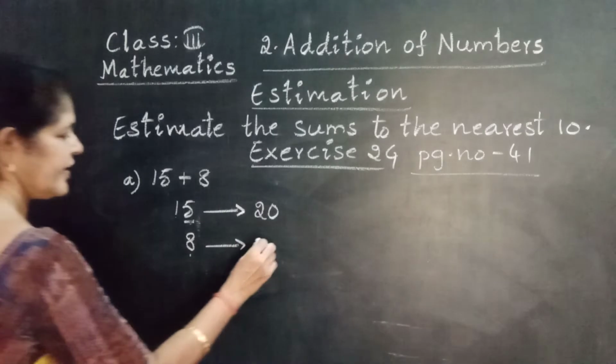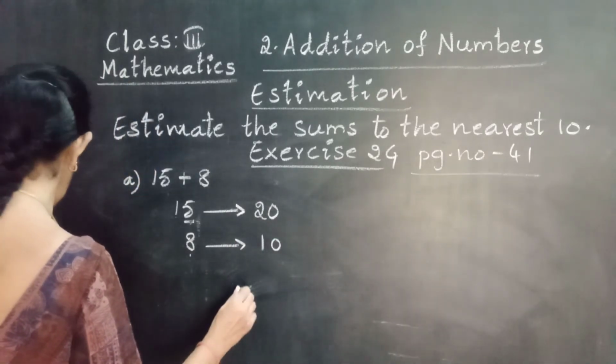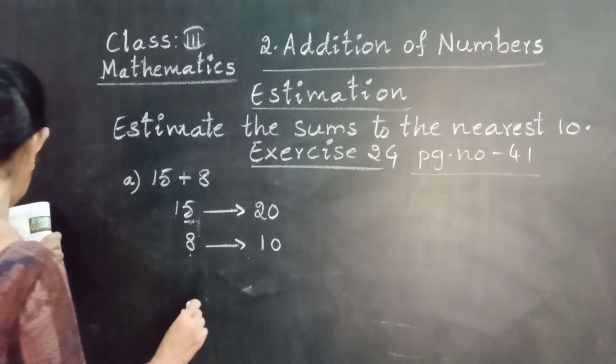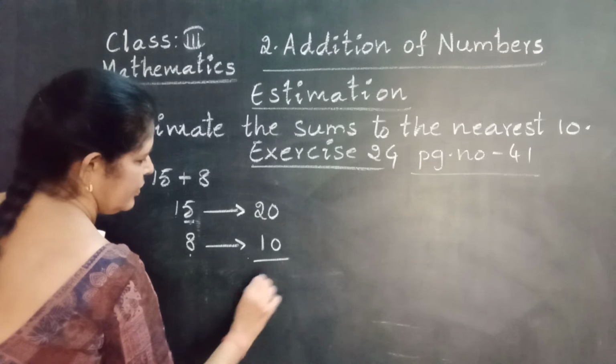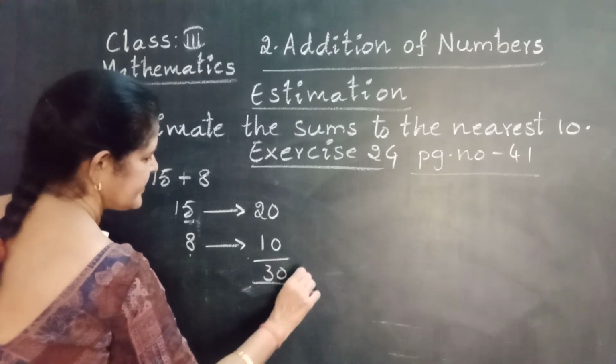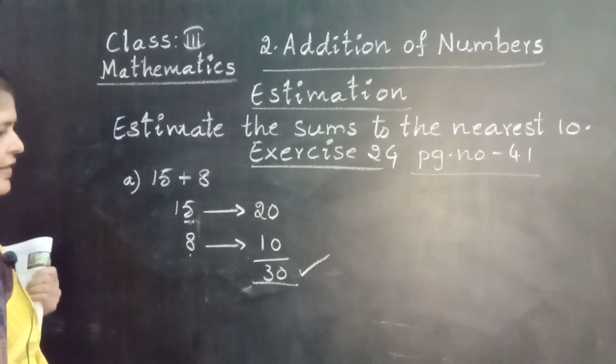That means 8 is nearer to 10. Estimated sum goes to, see what is the estimated sum? 20 plus 10 goes to 30. This is the estimated sum.